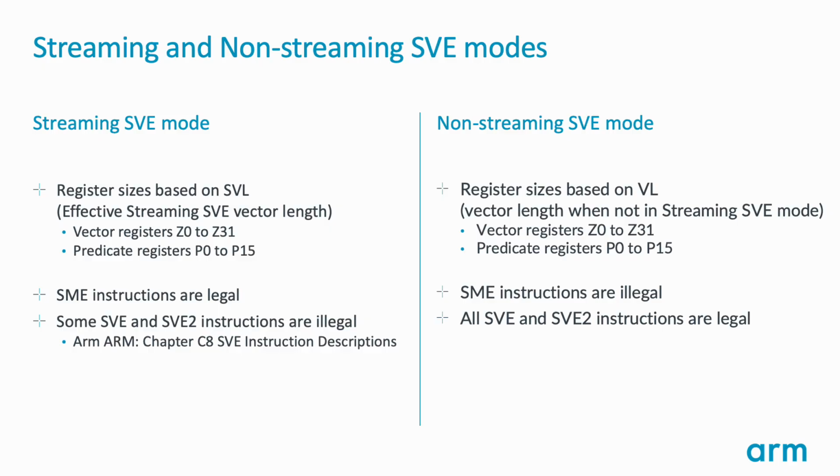Non-streaming SVE mode is the regular execution mode of the PE when the PE has disabled the streaming SVE mode. So if the implementation supports SVE and you have not turned on the streaming SVE mode, then the effective vector length will be that of the SVE, what is referred to as VL, and regular predicate registers are available. Vector registers Z0 to Z31 are available. SME instruction execution is illegal in non-streaming SVE mode. All of the SVE and SVE2 instructions are legal to be executed in non-streaming SVE mode.